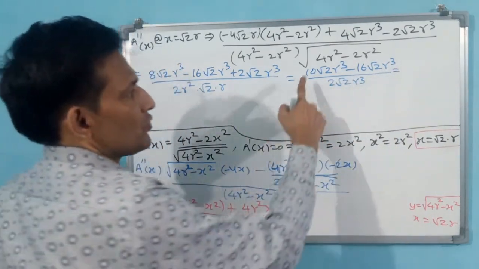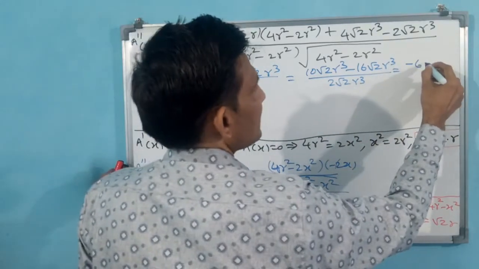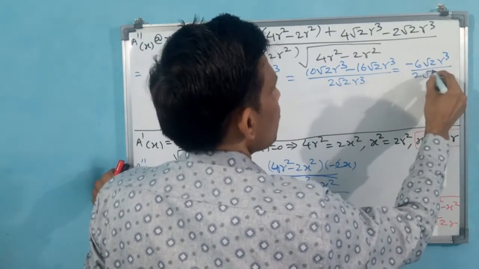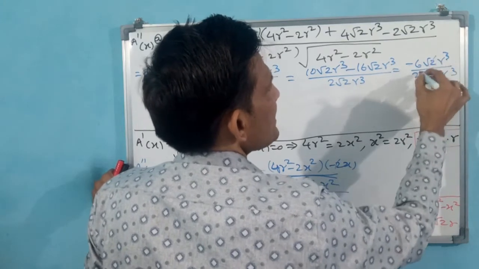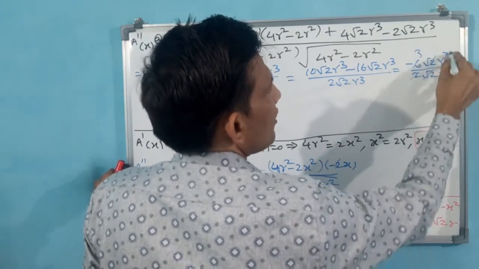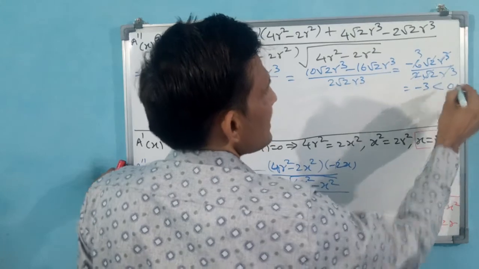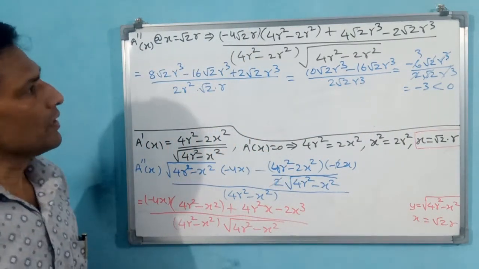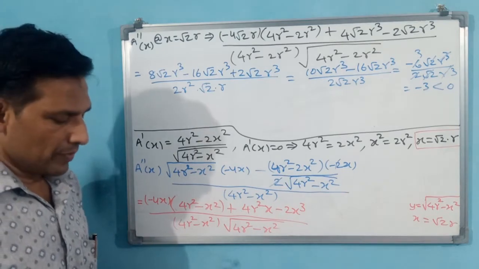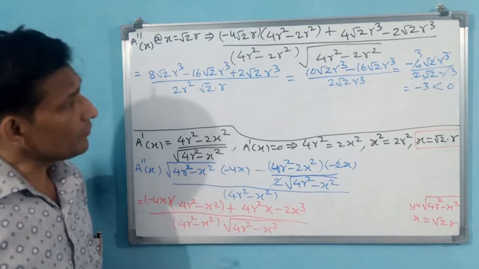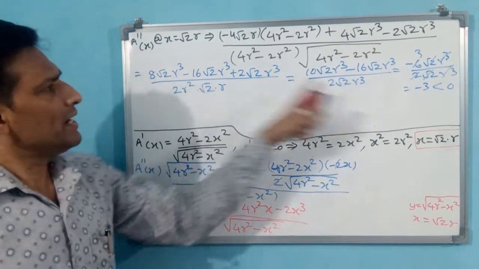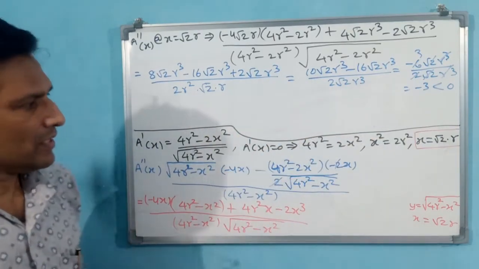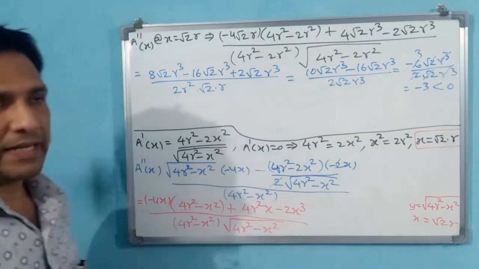Divided by, you see, 2 root 2 r cube. Okay. See, 10 minus 16, minus 6 root 2 r cube by 2 root 2 r cube. I think r cube. That means minus 3 is less than 0. Okay? Is it okay? See, we want area less than 0. Less than 0 has come. That means corrected. At x is equal to root 2r, it is corrected.